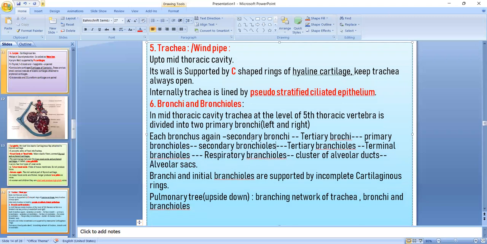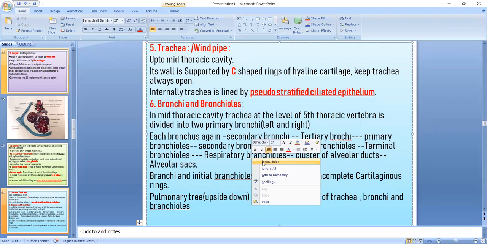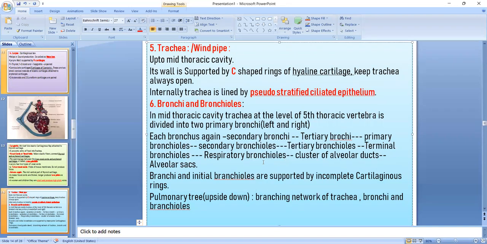And each secondary bronchiole is again divided into two tertiary bronchioles. And each tertiary bronchiole is again divided into terminal bronchioles. So each terminal bronchiole is again divided into respiratory bronchioles. And each respiratory bronchiole is not divided, it ends in a cluster of alveolar ducts.